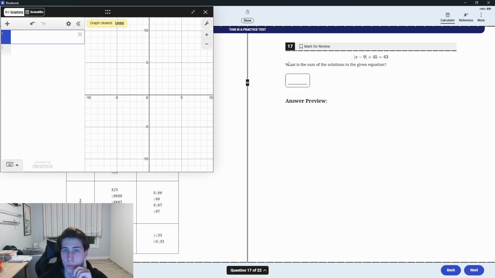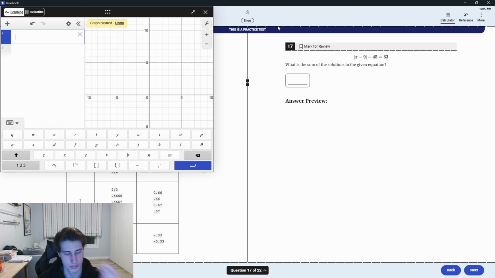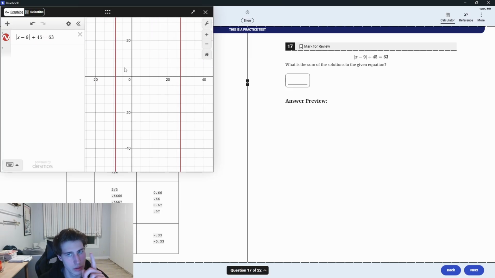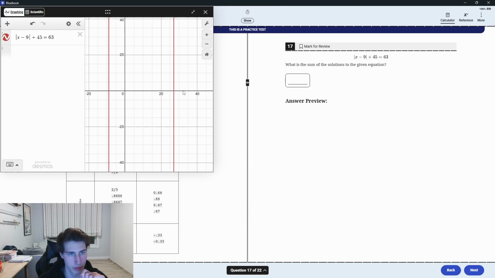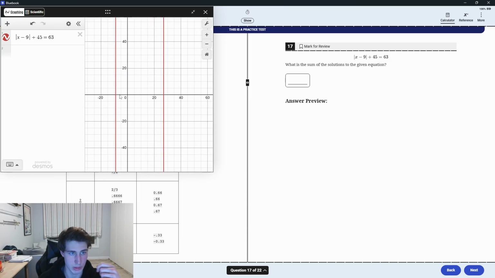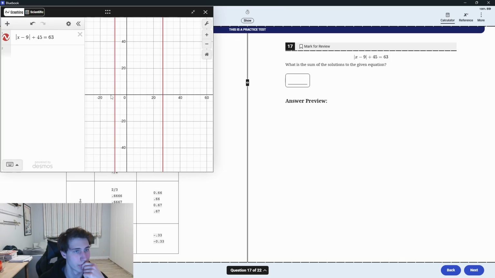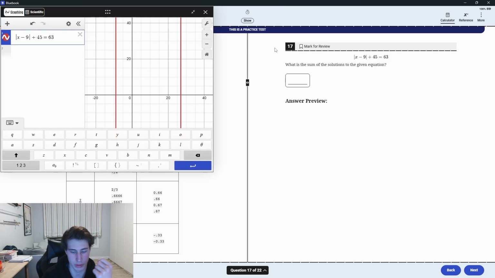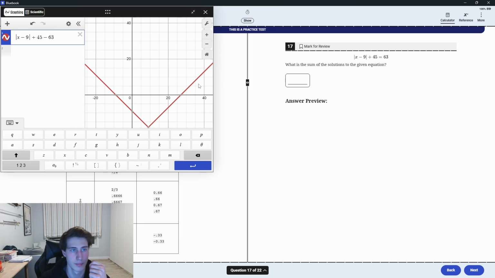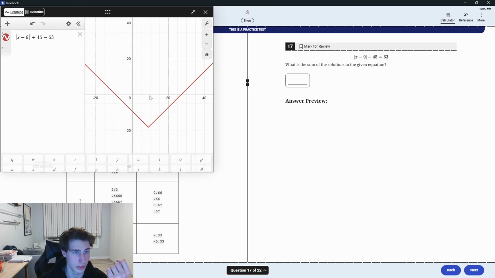Number 17. What is the sum of the solutions to the given equation? So we can do minus 5 plus 45 equals 63. So this is another cool trick on Desmos. You see that both our solutions are here and represented by both of these lines, but you can't actually click on these lines. So instead what you can do to make them clickable is just move everything over to one side. So subtract this over, and you actually get clickable points.